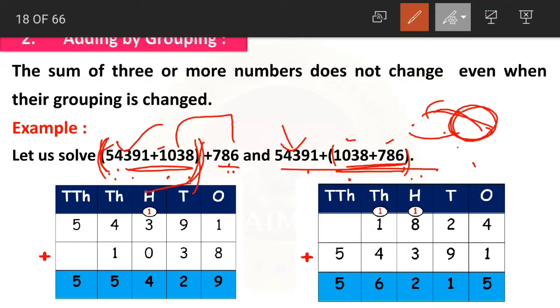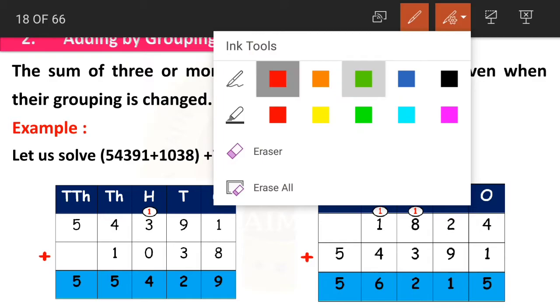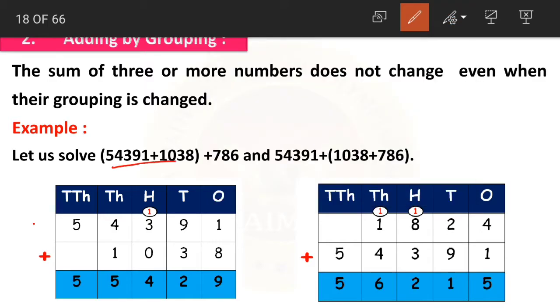Yes, let us check whether this is true or not. See, first let us solve 54,391 plus 1038 together. Yes, these two numbers are a group as they are in the brackets. Now if we add 1 plus 8, 9. 9 plus 3, 12, 2 here, 1 carried. 1 plus 3, 4. 4 plus 0, 4. 4 plus 1, 5. 5 as it is. Yes children, 55,429. Now this is the answer for this.